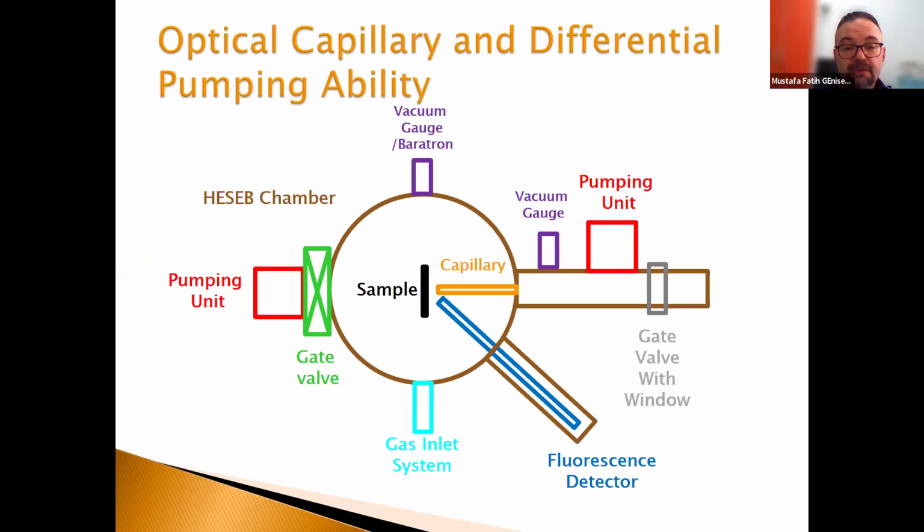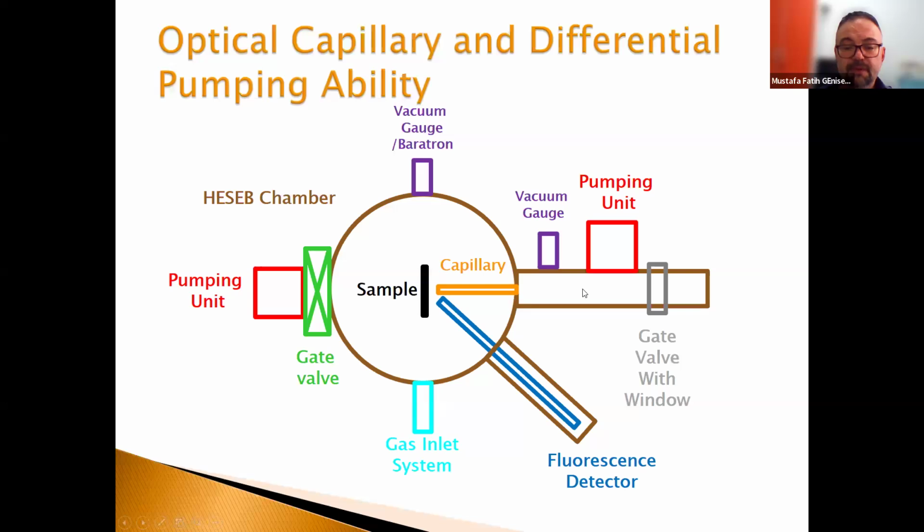And I mentioned the optical capillary a few slides before. And what does this mean? Here's a schematic representation of the end station, the HESEB end station. In here, this is our chamber. We have some valves, pumps and a vacuum chamber. We can put a capillary in here. Here the beam is coming from here.